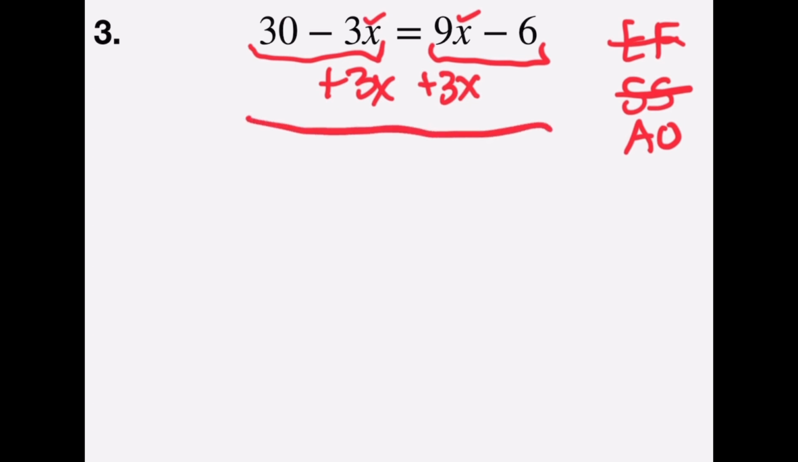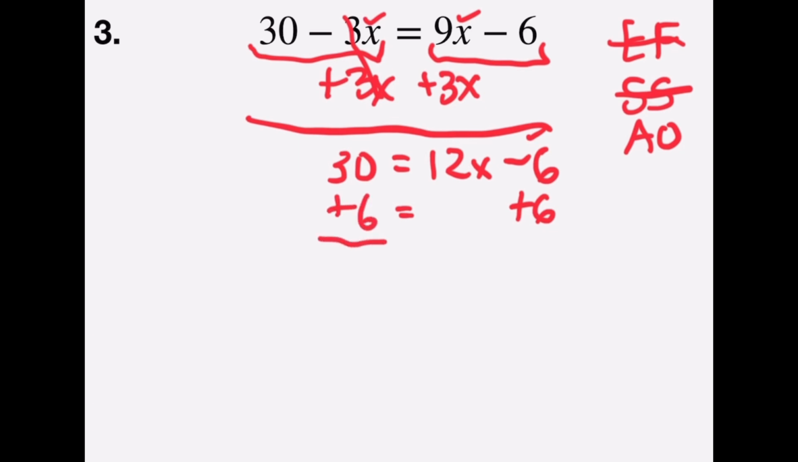When I do that, negative 3x plus 3x is 0. 0 plus 30 is 30 on the left side of the equation. 9x plus 3x is 12x minus 6. Now I have my variable terms almost isolated, but I have a negative 6 on the right-hand side. So I still have to add the opposite of negative 6, which is positive 6, to both sides in order to get the 12x by itself.